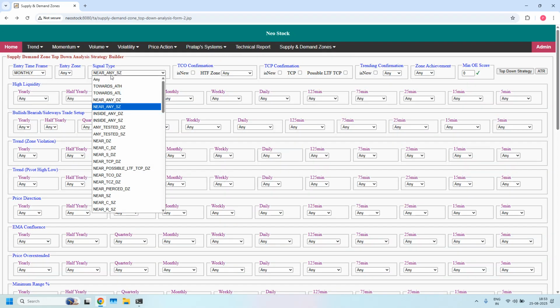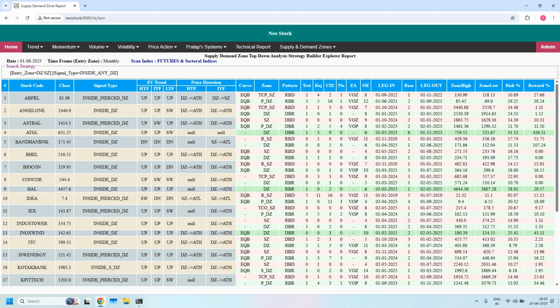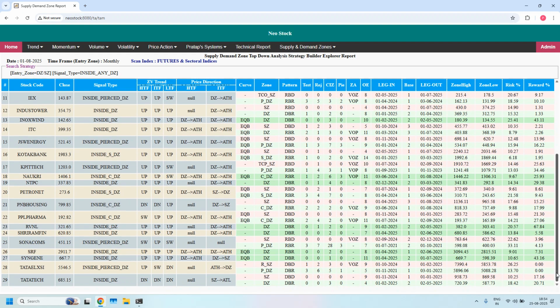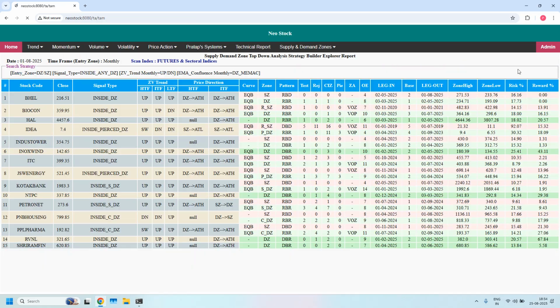Next, price closed inside the monthly demand zone. First 17 stocks in the list. Scrolling the list down, total 29 stocks are filtered. We can further filter this list based on monthly demand zone having monthly EMA confluence. And also trend on the monthly should not be sideways. We got 15 stocks.